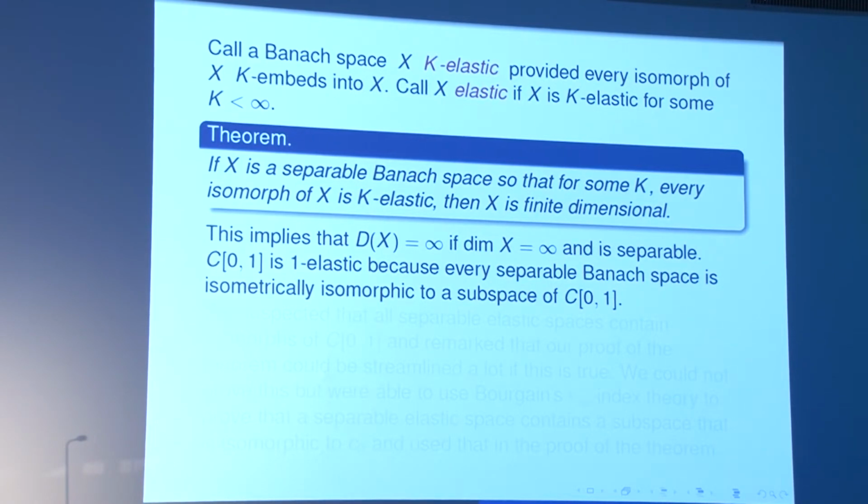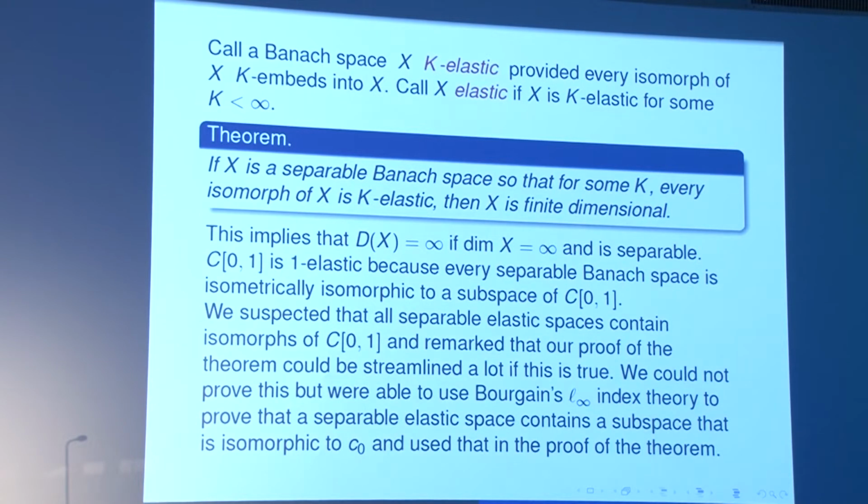is 1-elastic. Now, Ted and I guessed that this was the only way a space could be elastic, is for it to be universal and therefore contain some subspace isomorphic to C[0,1]. So any Banach space that contains a K-isomorph of C[0,1] is then K-elastic, okay?